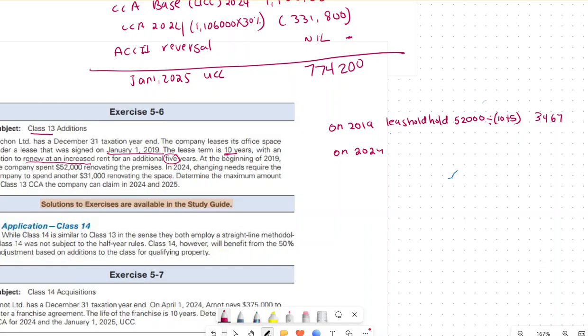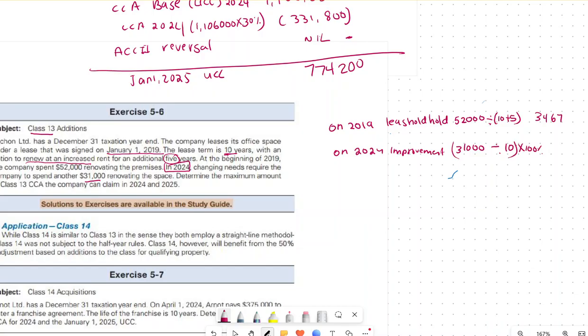In 2024, changes were required to the lease, and they spent another 31,000. So this was in 2024. We're allowed to write off 100% of it. So how do we do that? My 2024 improvement, the cost of those improvements was 31,000. We divide this, the life is 10, and we're going to write off 100% of that.